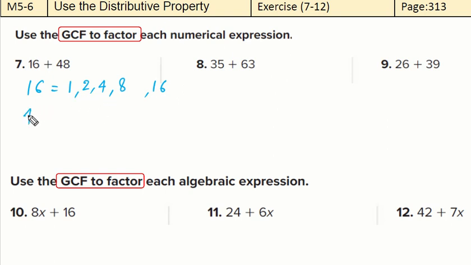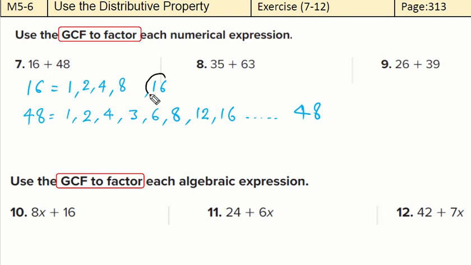Now let's check for 48. Similarly, you need to find the factors of 48. So if you keep checking: 1, 2, 4, 3, 6, 8, do we have 9 as a factor? No. 10? No. 12? Yes. And then we have 16, and up to there we can find the factors. But I don't need more than 16 because I need to find the greatest common factor, right?